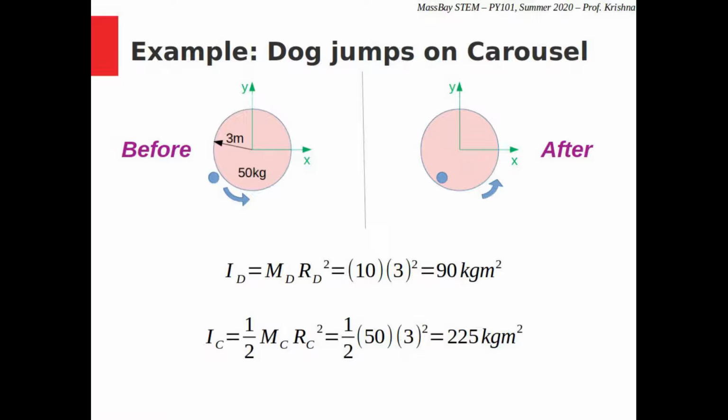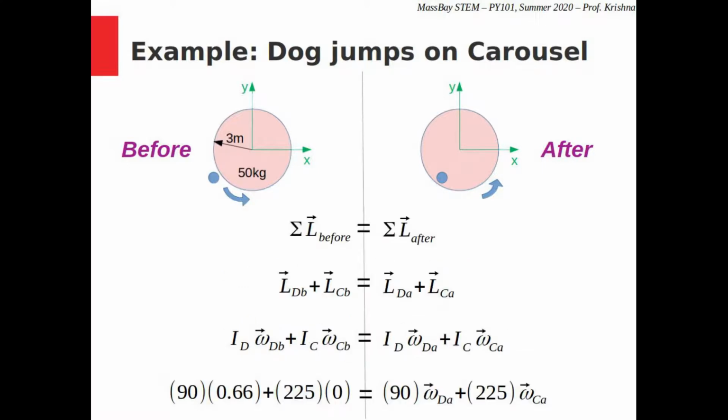We can also work out the moment of inertia for the carousel. We can treat the carousel as a cylinder. Its moment of inertia is given by 1/2 mr squared. That works out to 225 kilogram meters squared. Now, let's apply all this information to conservation of angular momentum. The total momentum before the collision equals the total momentum after. We can expand out the total momentum to account for the individual momenta of the dog and the carousel, and then we can expand those to account for the definition of angular momentum.